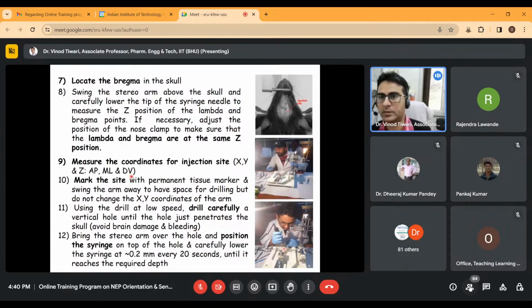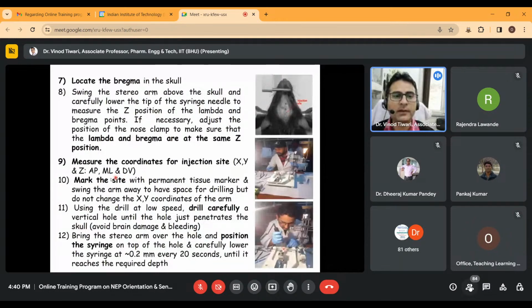DV means dorsoventral, means after you identify this brain region on the skull, you have to drill it so that you can go deep into the brain. So that is the dorsoventral. After drilling some part of the bone where your brain region is present, you have to put the Hamilton syringe and then you have to go deep down.